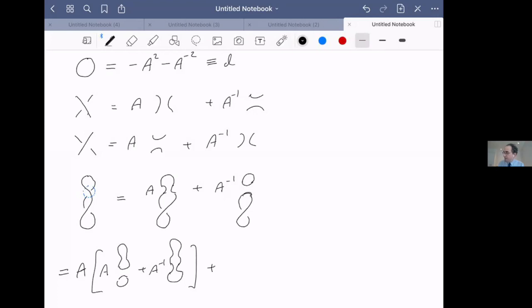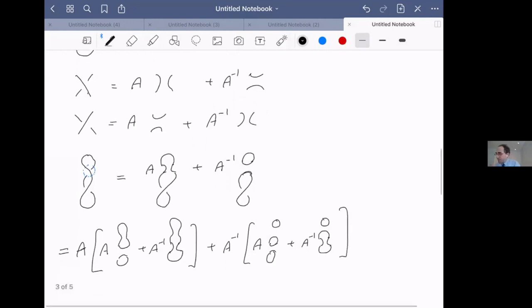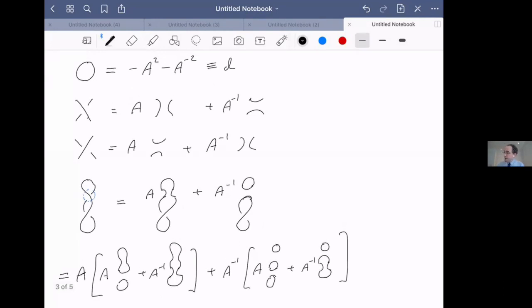And then I'll move this guy down here. So there's an A inverse, and I get A times horizontal plus A inverse times vertical. And then I fill everything in exactly as it is over here. So it's a loop on top, like this. It's going to close up like this. Okay, all right. So at this point, all the pictures I have left are just simple loops.